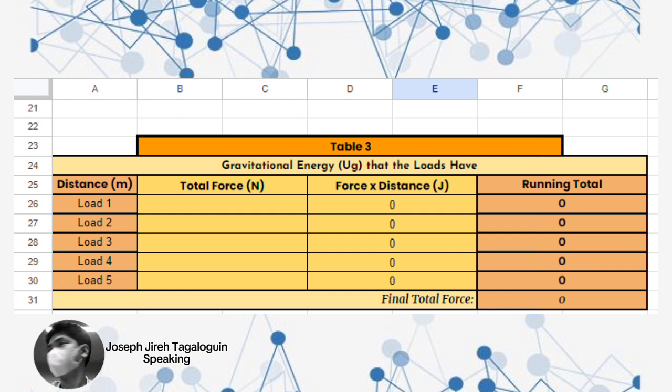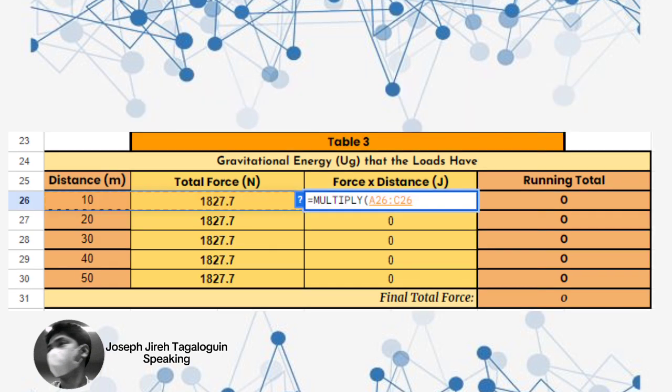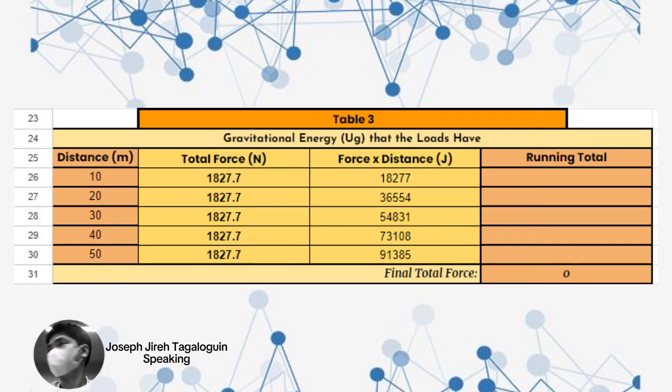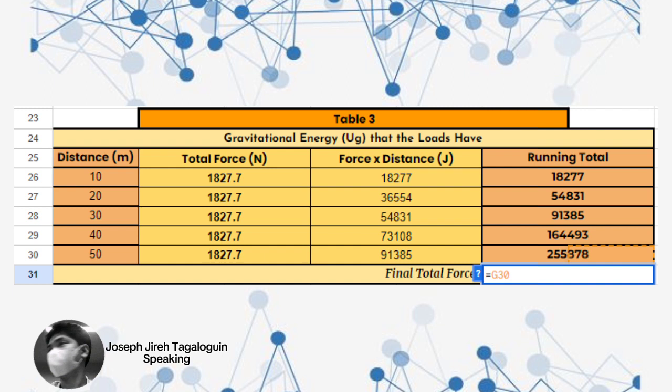The formulas or commands we used for this table were the same as for table 2. The second column in each of its cells, ranging from C26 to C30, was just equal to the cell of final running total, located specifically in cell F20. The values of the third column were the product of the first and second columns. For example, in the second cell of the third column, D26 or D27, the command used was equals multiply C26, D26. The final column, the values we got for the running total, was the same as we did in table 2.